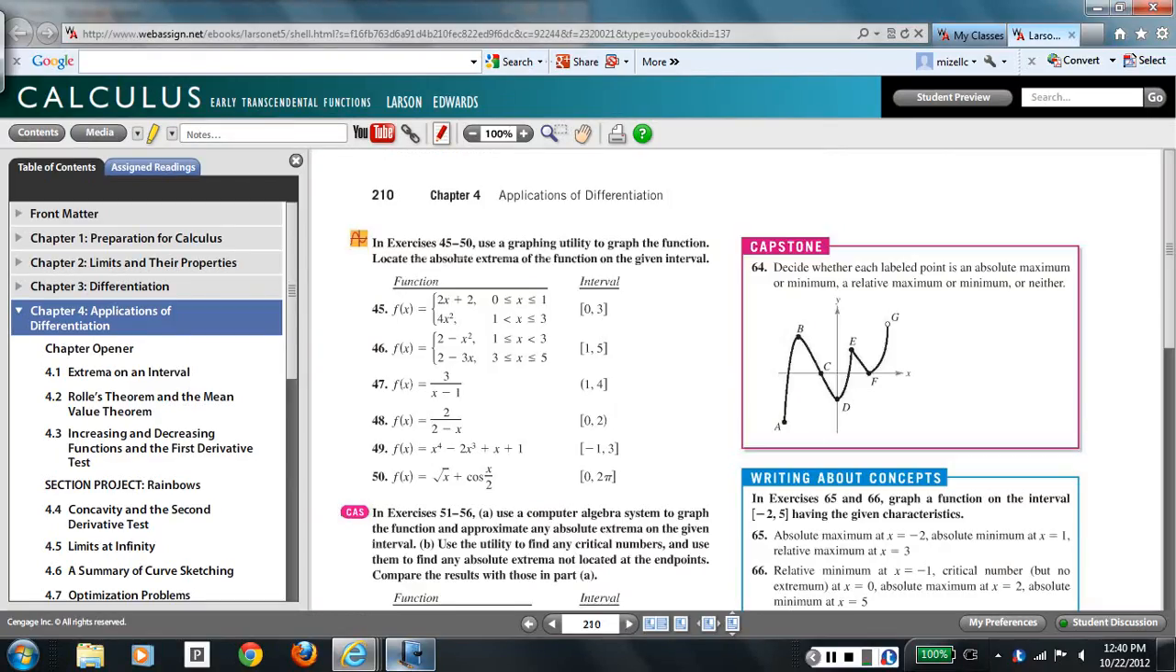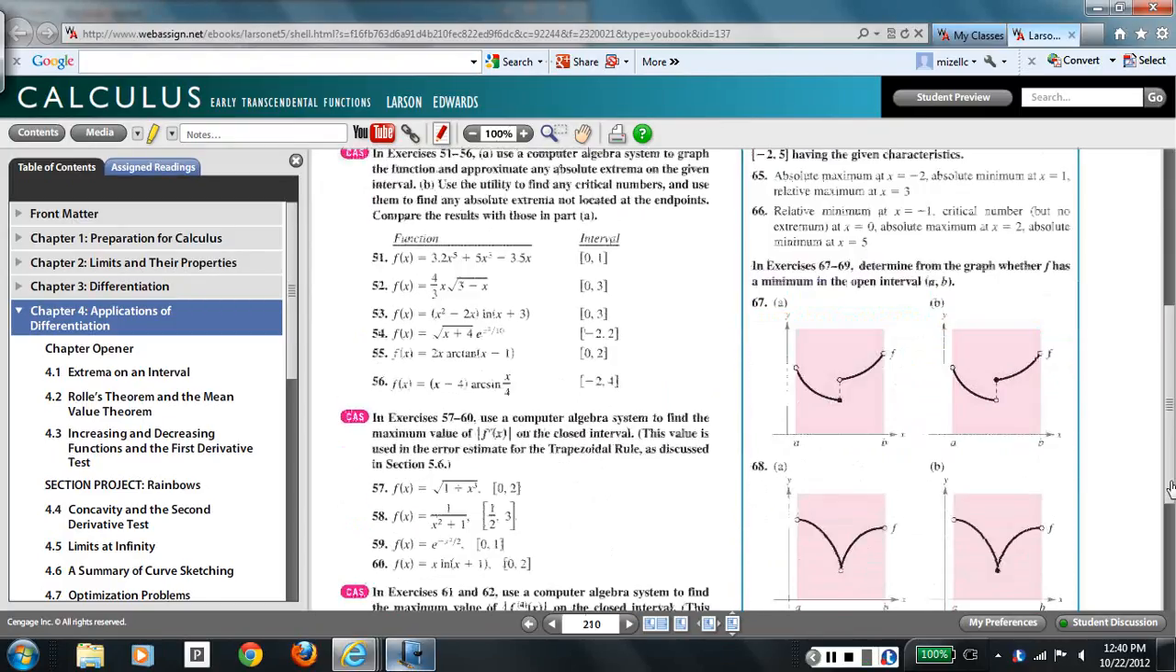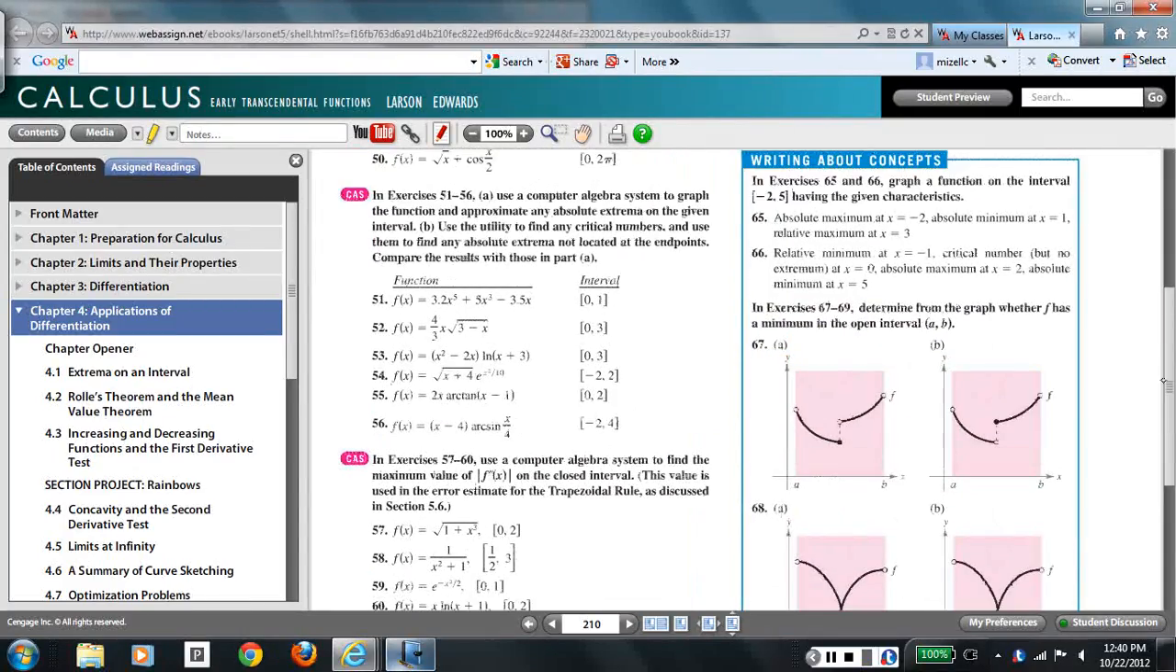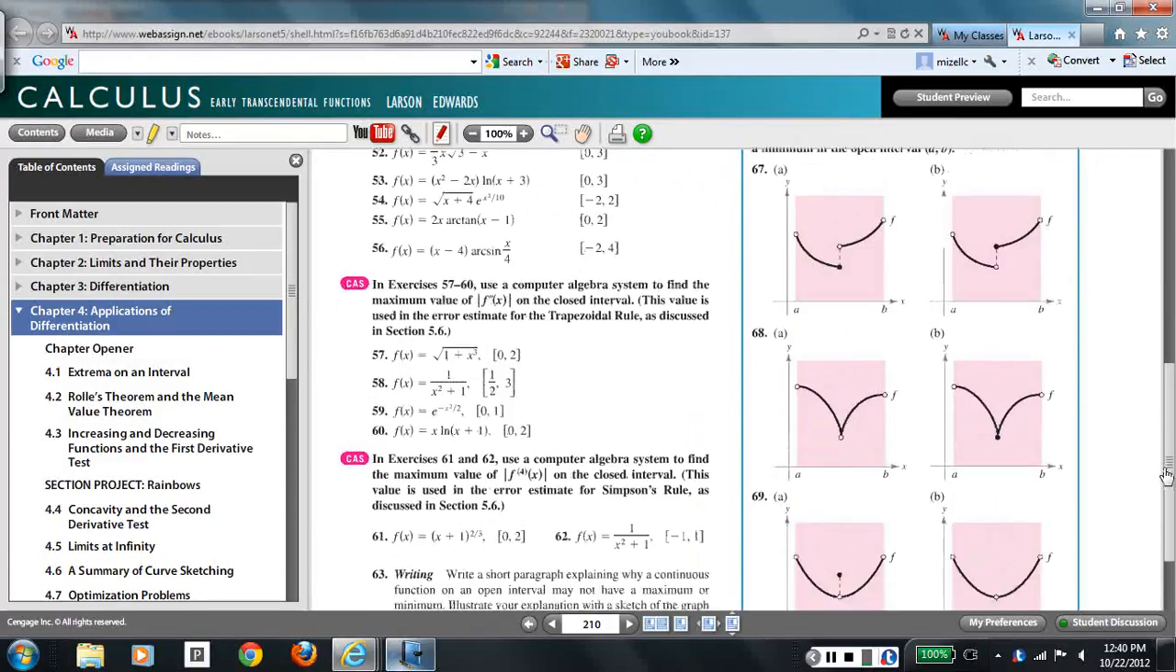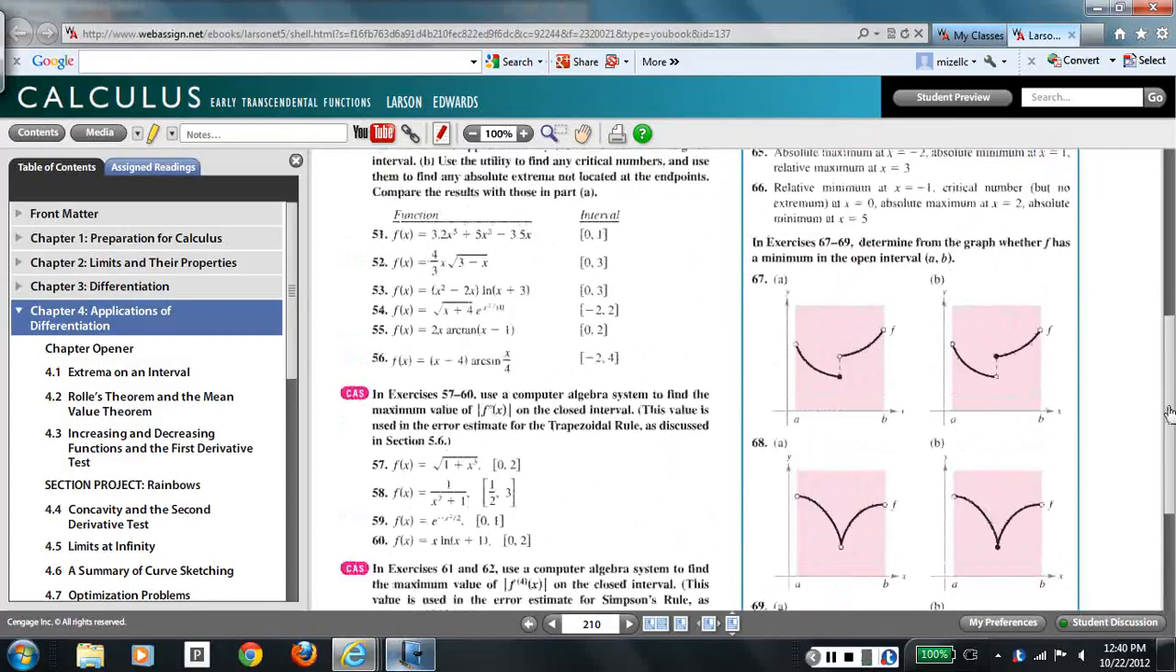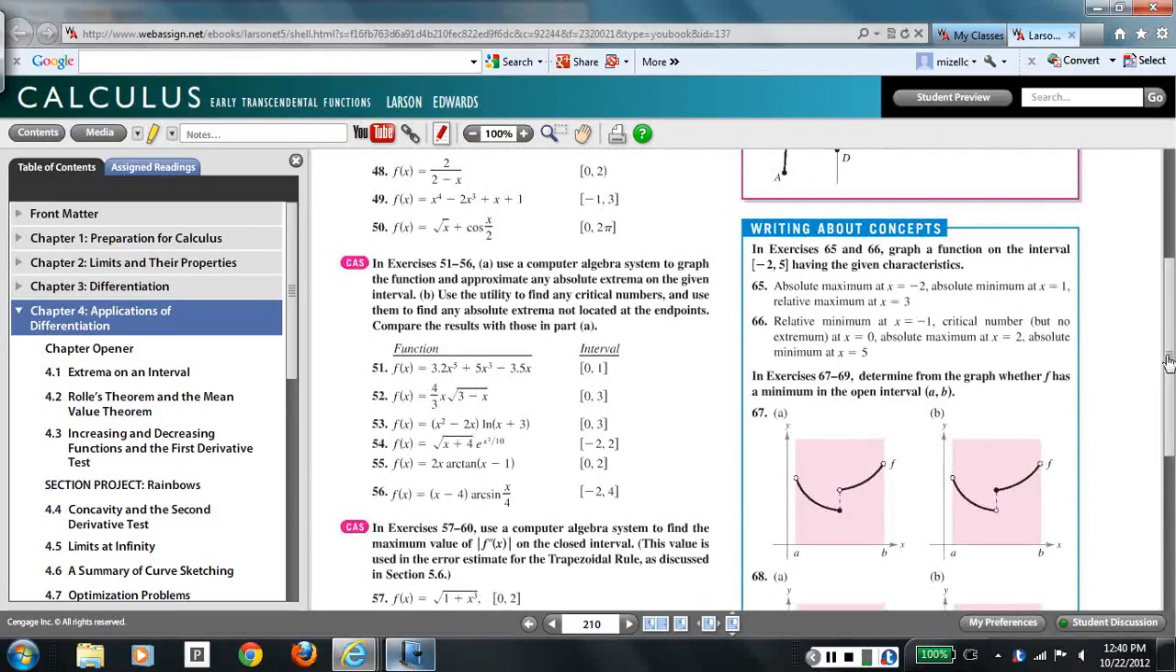Other good ones to look at. Wow, let's not do those. What about these? Let's not do those either. Or these. Or those. What about these pictures? Determine from the graph whether f has a minimum in the open interval AB.